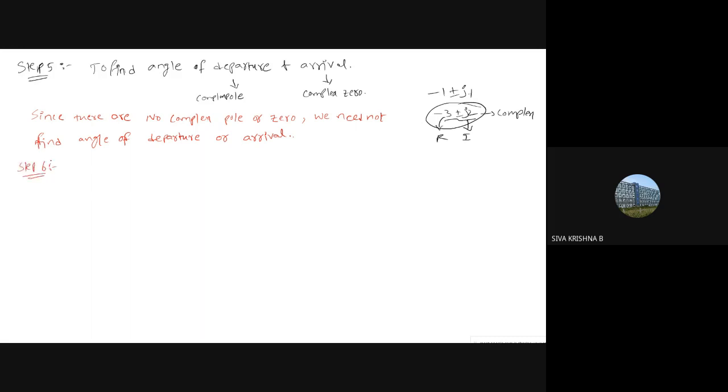Crossing point, last but not least, of the imaginary axis. Yeah, crossing point or intersection point. To find the crossing point of imaginary axis, for this, what you need to find this imaginary axis, we will go for RH criteria, right?